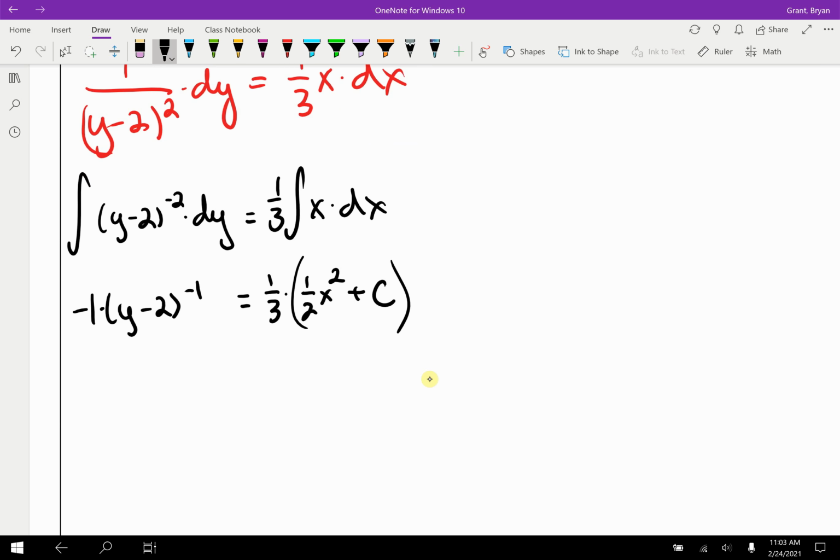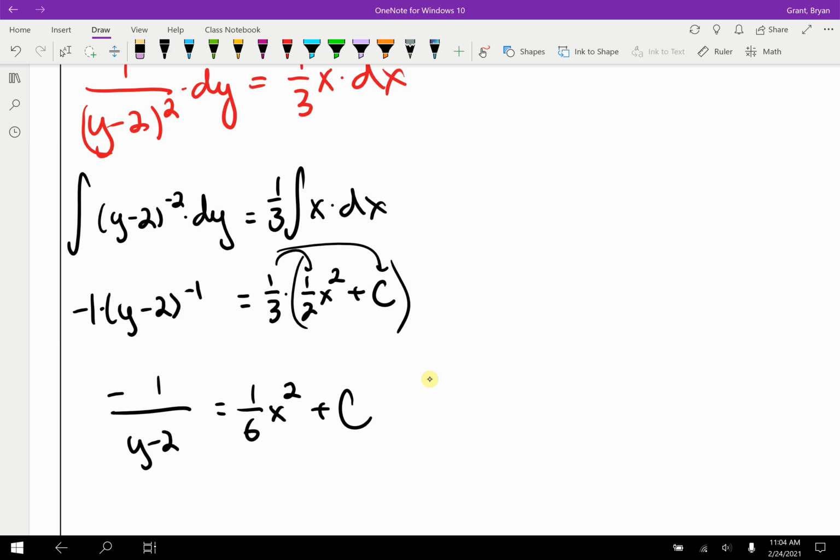I'm going to rewrite this left side again. -1 divided by y minus 2 to the first. I guess I don't even need parentheses there. Equals, when I distribute the 1/3 inside, it becomes 1/6 x squared. But 1/3 times a constant is just a constant. It's kind of like a super constant again, if you will. And so I'm just going to keep it as c.